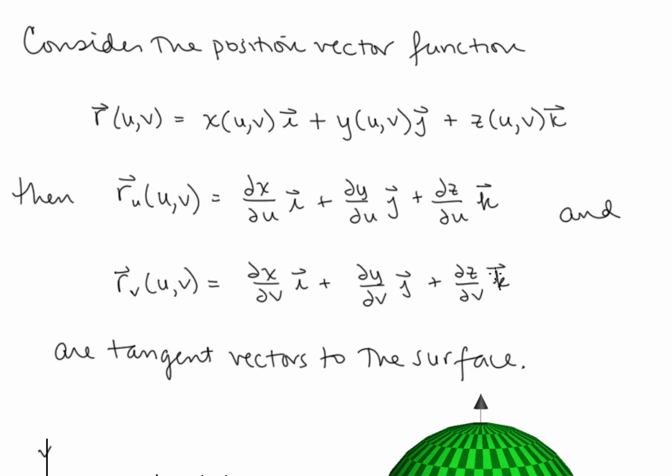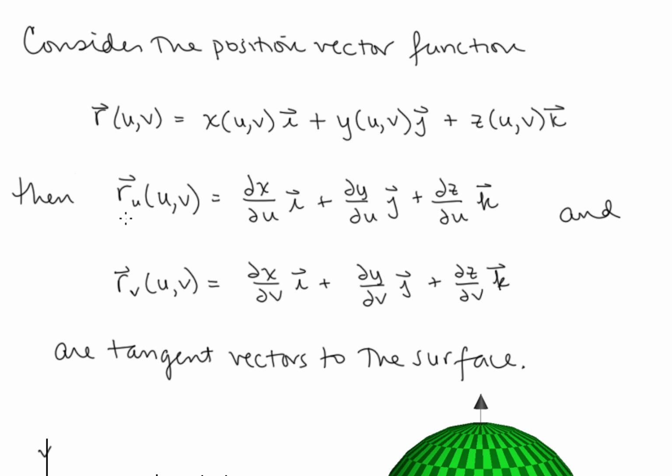For the surface defined by the parametric equations, let's consider the position vector function. So r of u,v is x of u,v i plus y of u,v j plus z of u,v k. And then we can talk about r sub u and r sub v that are given by the u partial derivatives of each component and the v partial derivatives of each component. Now we know that when we're computing a u partial derivative, we're holding v constant.